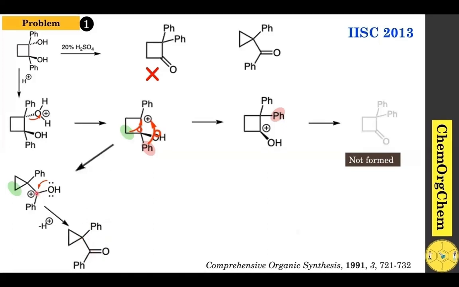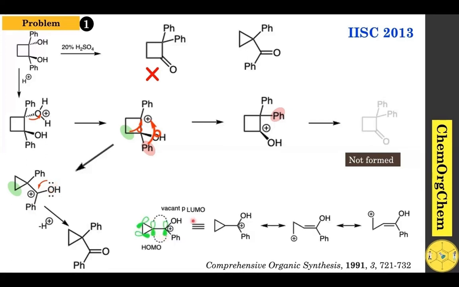I already said this particular carbocation is stabilized by the phenyl as well as the hydroxy group. Apart from that, one more stabilization factor is possible. You just see this is somewhat similar to a cyclopropylmethyl carbocation. Cyclopropylmethyl carbocation is one of the super stable carbocations. Just similar to that type of carbocation, here we can explain by frontier molecular orbital interactions.